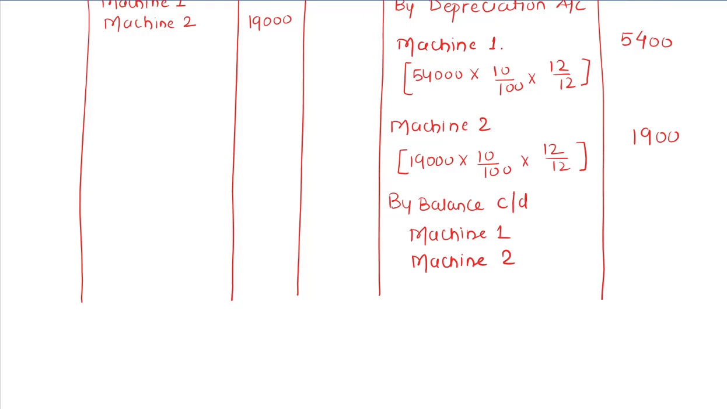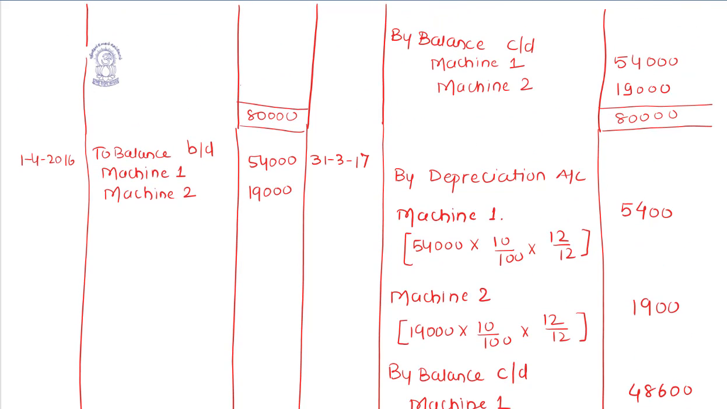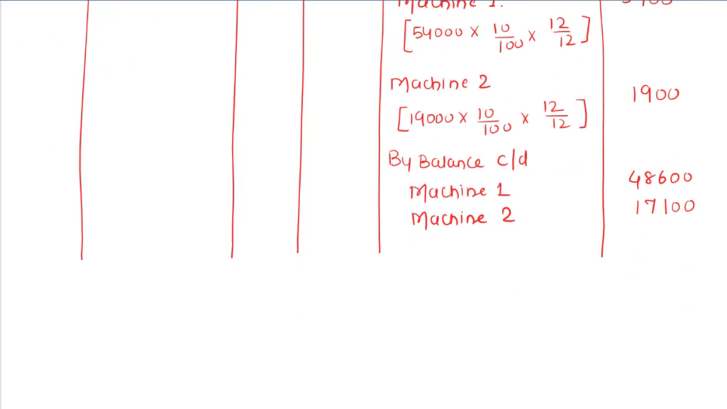54,000 minus 5,400 is 48,600. For machine 2, 19,000 minus 1,900 is 17,100. Let's make the total, 54,000 plus 19,000. Total is 73,000.